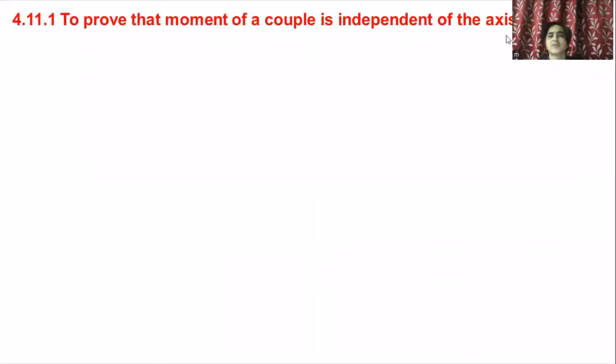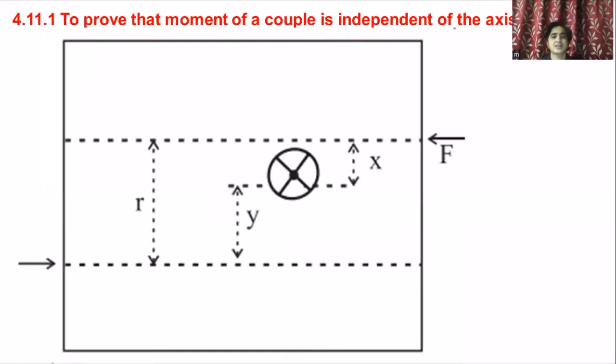Now we shall prove that the moment of a couple is independent of the axis of rotation. See, this is a plain lamina, or one can have a rectangular sheet. There are two forces acting on it. This is the first force and this is the second force acting on the plain lamina. These two are equal and opposite forces, so they form a couple, and their lines of action are different.